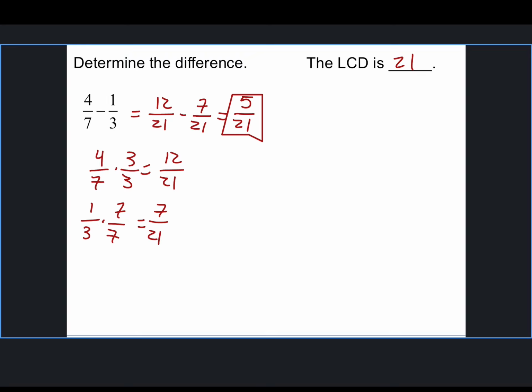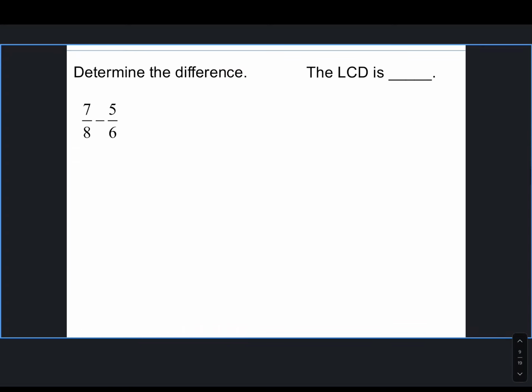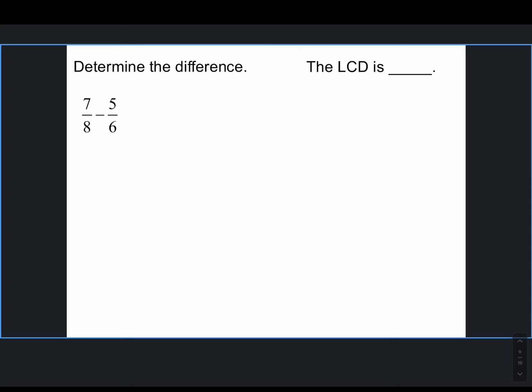How do we feel about that? Any questions about how we found that difference? You good? You're tired, aren't you? All right. Determine the difference. Now we have 7/8 minus 5/6.